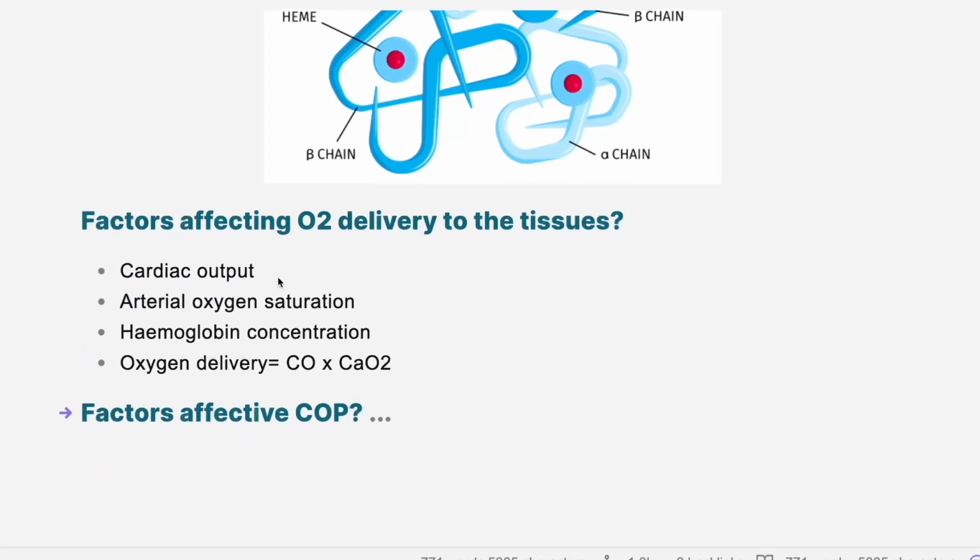As we can see here, the cardiac output, the oxygenation or the oxygen saturation, and the hemoglobin concentration. And ideally in an exam setting, we need to answer very shortly, so my answer needs to be a little bit short. What are the factors affecting the cardiac output?